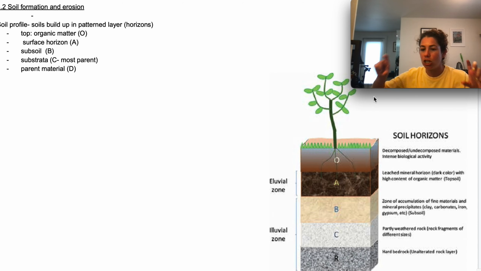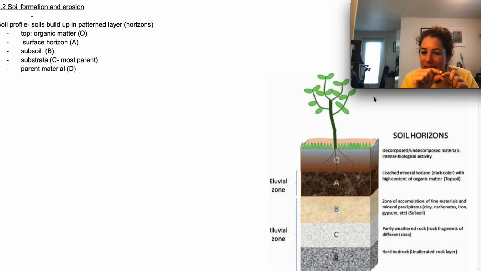The R layer, which is your hard bedrock. This is unaltered. It is still in the process of being weathered. C, which is your partially weathered rock, or your substrata. It's mostly made up of parent material. B is your subsoil. We have accumulated our fine materials and mineral precipitates.